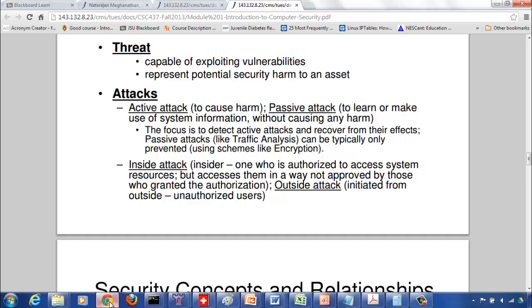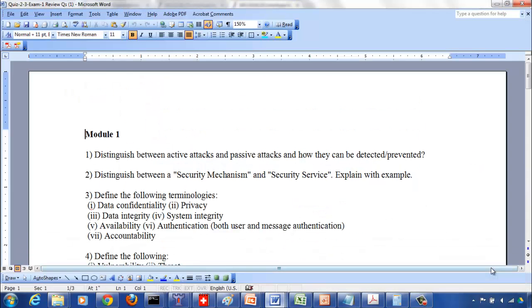Whereas in passive attacks, we try to prevent them from happening. So if someone could capture your traffic and analyze the contents, then we'll try to make it difficult for them to do it, or prevent it by using schemes like encryption. Okay, so here I'm going to give you only small hints, so it's up to you to get all the detailed answer. I'm not going to go over the entire thing again.